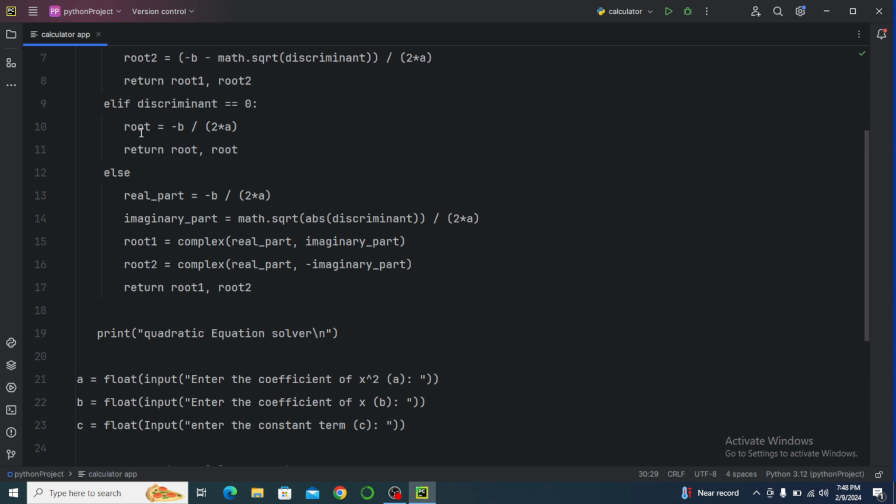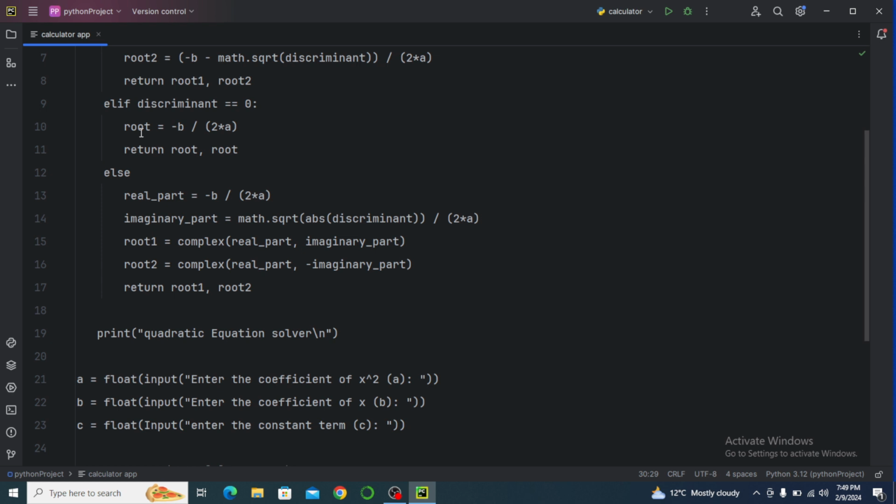So we now say else, which should be the third one. So else, we said the real part is minus b divided by 2 multiplied by a, and the imaginary part, we did that. So root 1 is complex of real part, imaginary part. Root 2 is complex of real part and imaginary part.